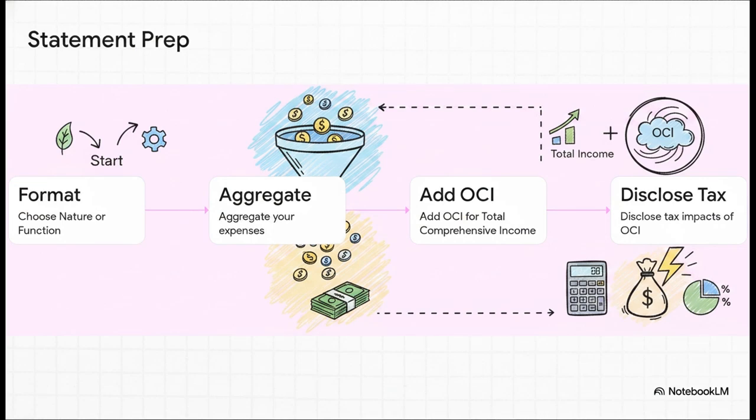Preparing these statements follows a pretty structured breakdown. First off, management has to choose the format, nature or function. Second, you aggregate your expenses based on that choice. Third, you add that other comprehensive income we just talked about to your profit, which gives you your total comprehensive income. And finally, you absolutely must disclose the tax impacts of those OCI components. So it's a very structured flow from raw data straight to the final comprehensive picture.